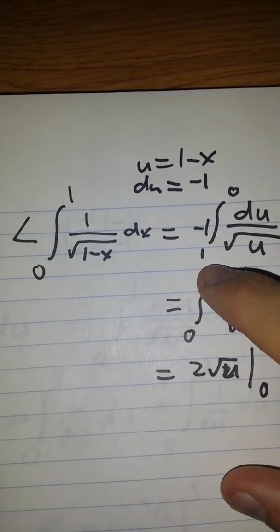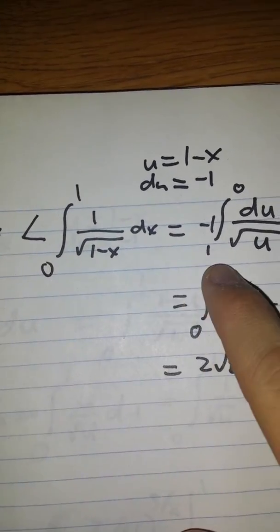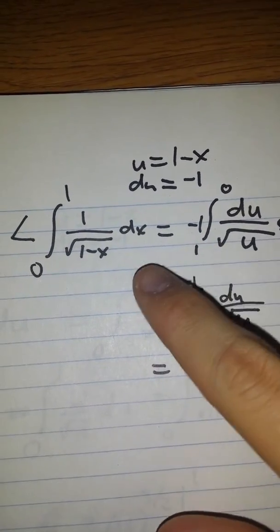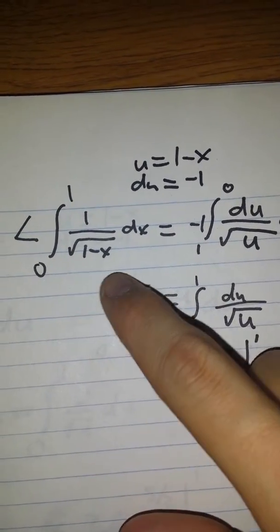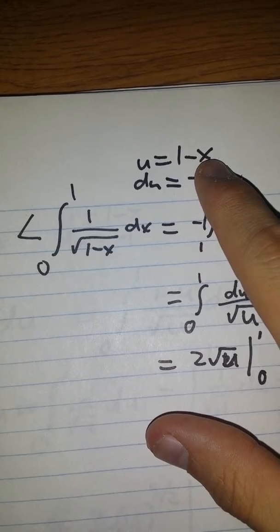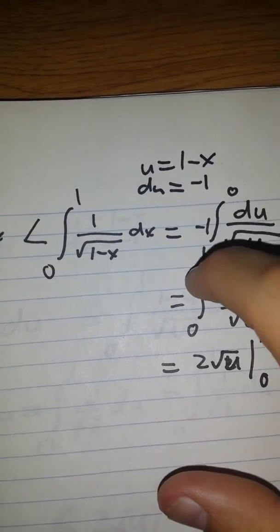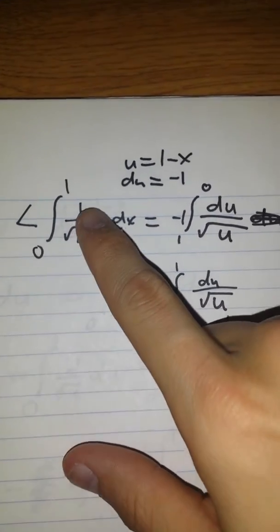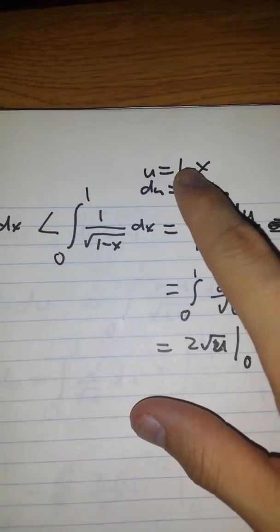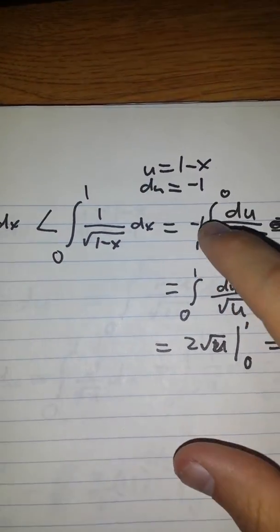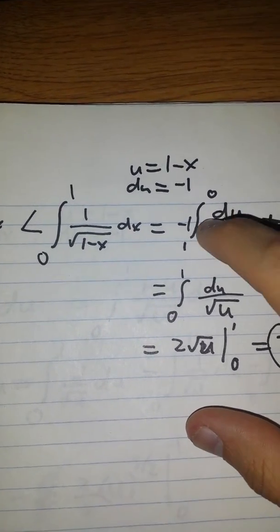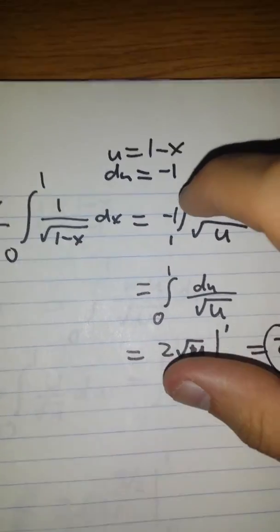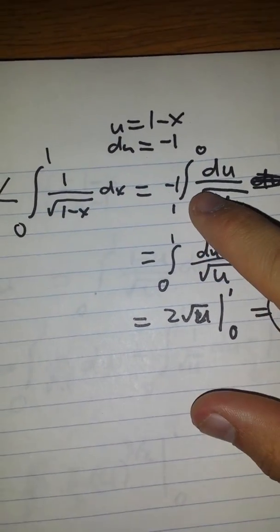Now if you notice here, the limits of integration are different, because when you substitute in for u, we plug in the value of 0 here for x, and then we get u equals 1. So then we start at 1 there. And then when we plug in the value of 1, u equals 0. So then we go to 0. And we have negative 1 there because du is negative 1.